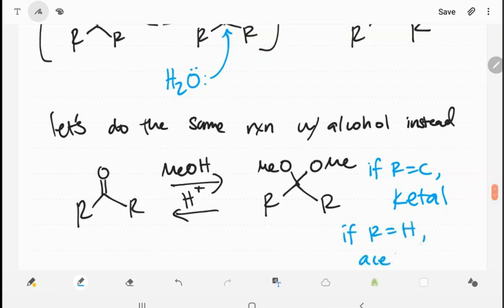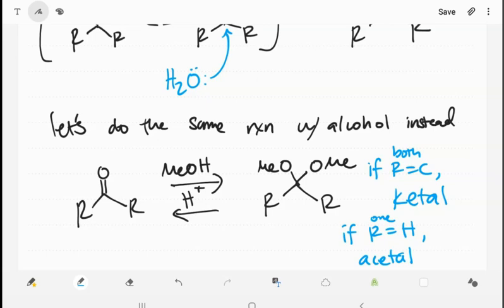If you have an aldehyde that you're starting with instead, it's called an acetal. So if both your R groups are carbons, you have a ketal because it came from a ketone. If you have at least one of those R's as a hydrogen, it's called an acetal. So these are just ways of describing this.